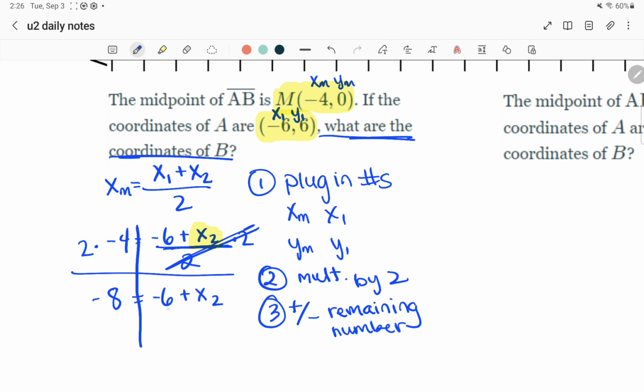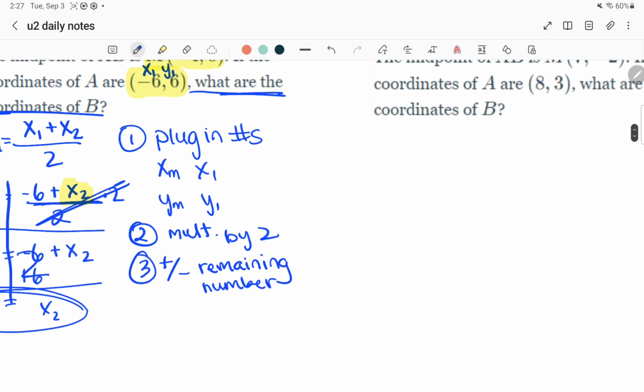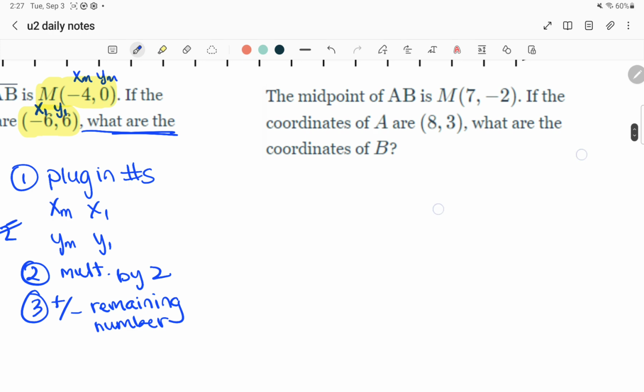So there will always be a number here. So sometimes it'll be 3, sometimes it'll be 12, whatever. Right now it's -6. So to get -6 to the other side, because it's negative, I need to add 6 to both sides. And that is step 3. So I'm left with x2 equals -2. Okay? I'll show that one more time with this question, and we're going to follow the steps.